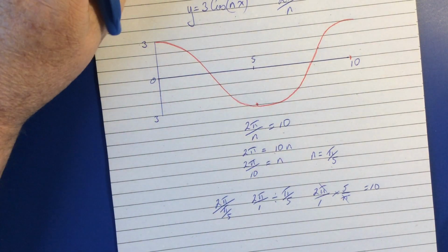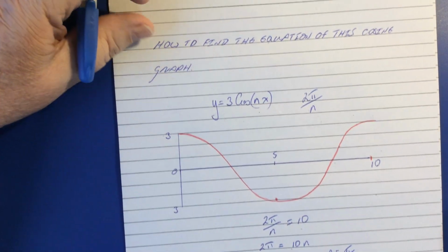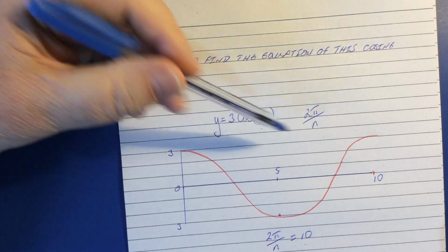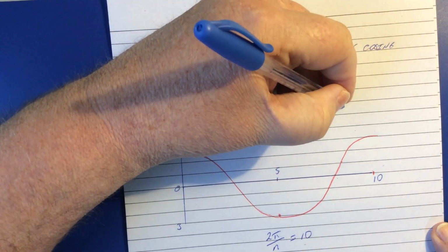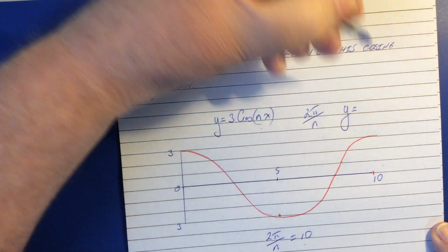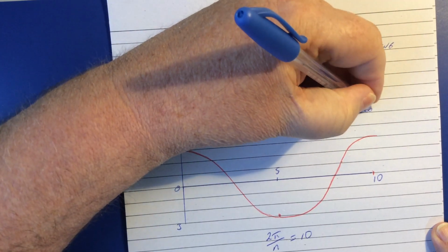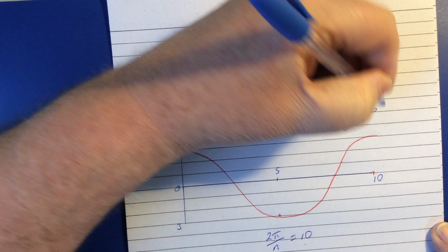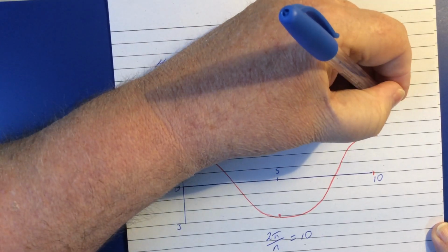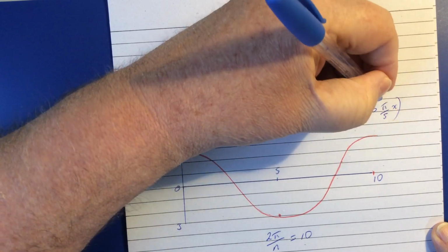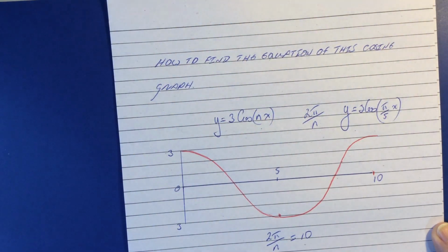Anyway, this is the basis of it, and that is how you find the equation of this graph, which, just for the sake of completeness, I will write in here. It is 3 cos pi on 5x. That's our equation.